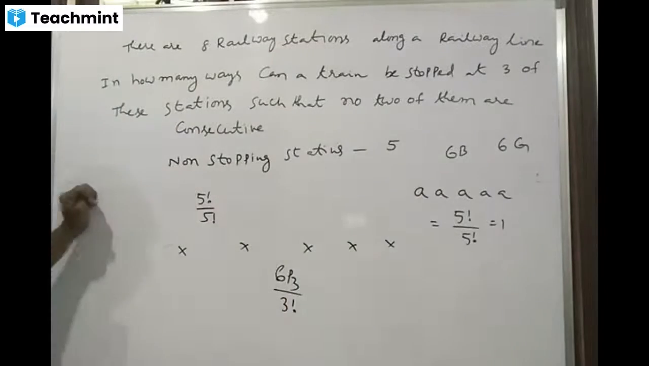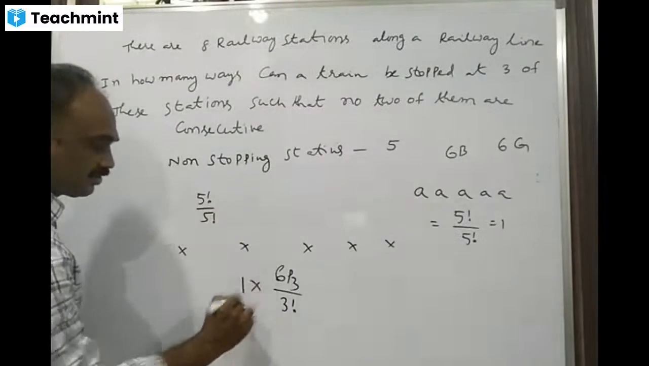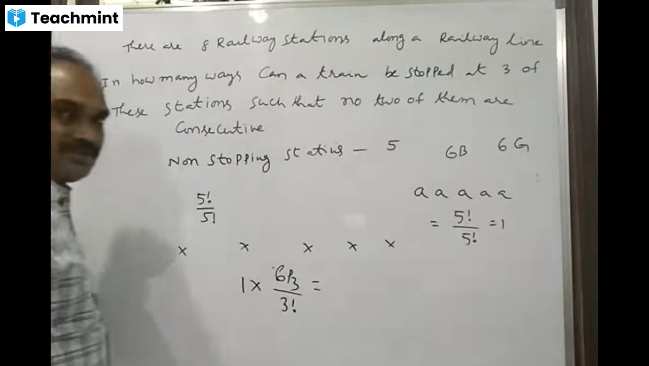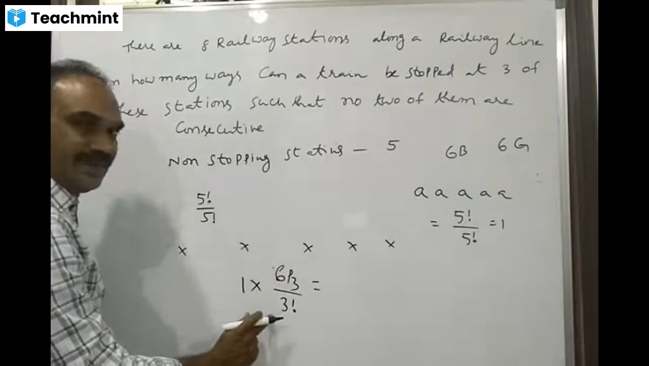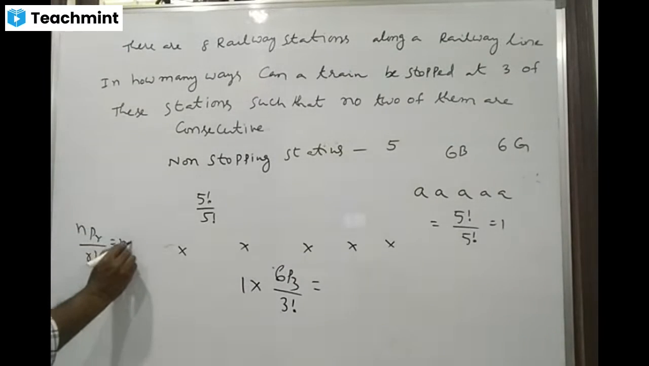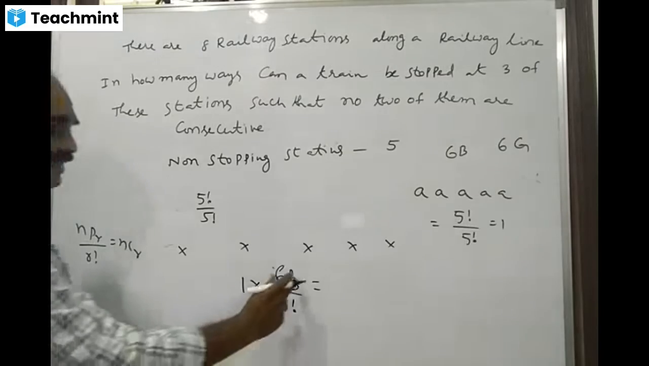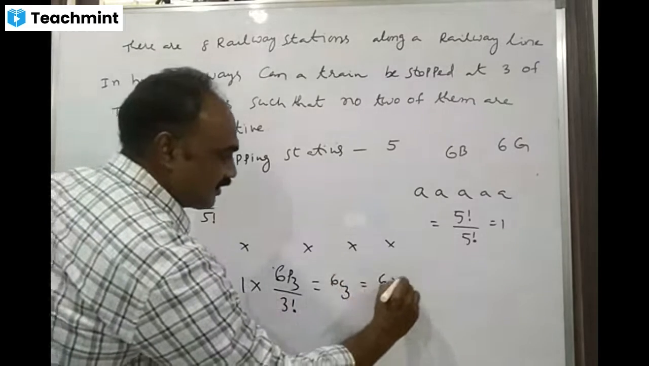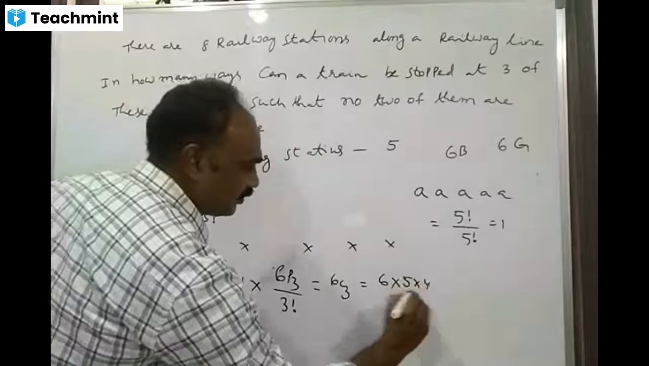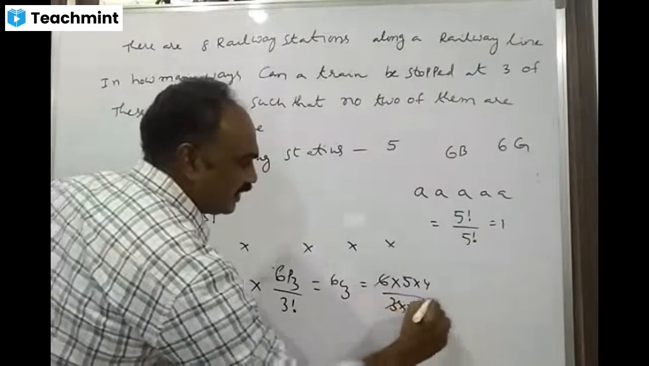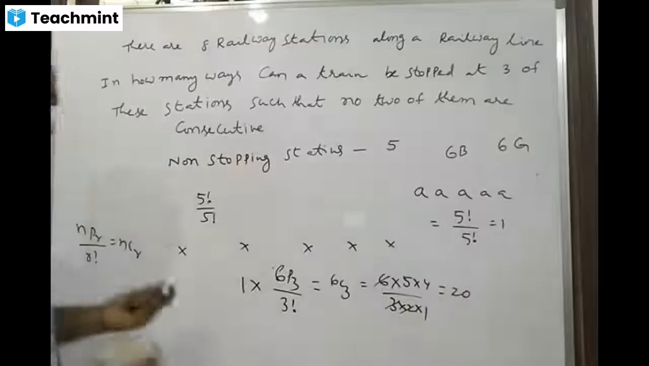This is the answer, friends. This is 1 into 6P3 by 3 factorial. So that is equal to, friends, 6P3 by 3 factorial. The formula NPR by R factorial is equal to NCR. So 6P3 by 3 factorial is equal to 6C3. 6C3 is equal to 6 into 5 into 4 by 3 into 2 into 1. Here 6 gets cancelled. Answer 20.